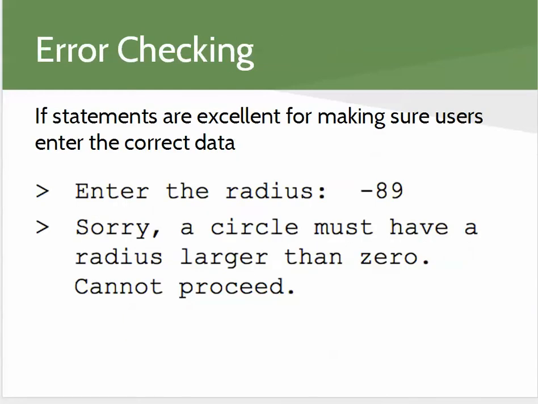So a great thing about if statements is that it starts to allow us to do a better job of making sure that we're working with correct data. In a situation where the user is asked to type in a radius, we can now write an if statement to check whether that radius is less than 0. And if the radius is less than 0, we can print out a nice message. We can say, sorry, a circle must have a radius larger than 0. If the radius is greater or equal to 0, we could go ahead and write the rest of our program.